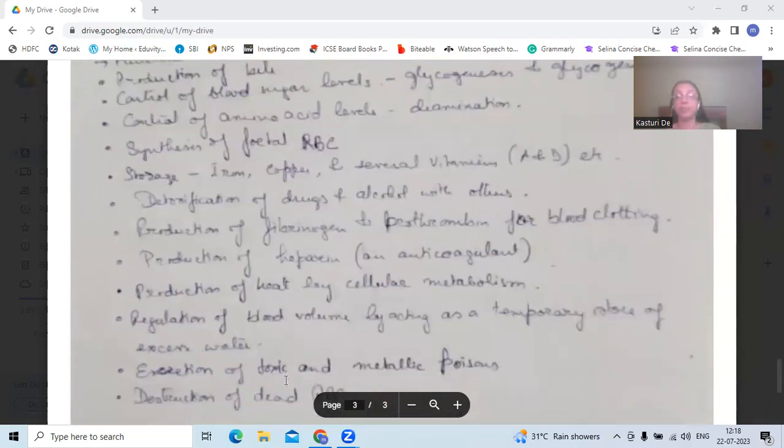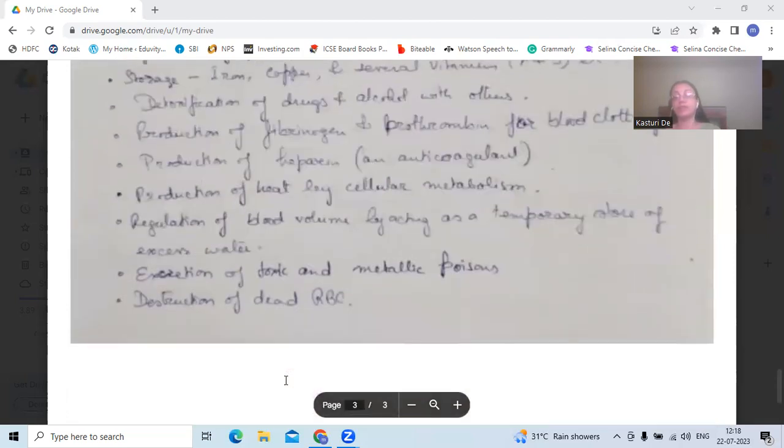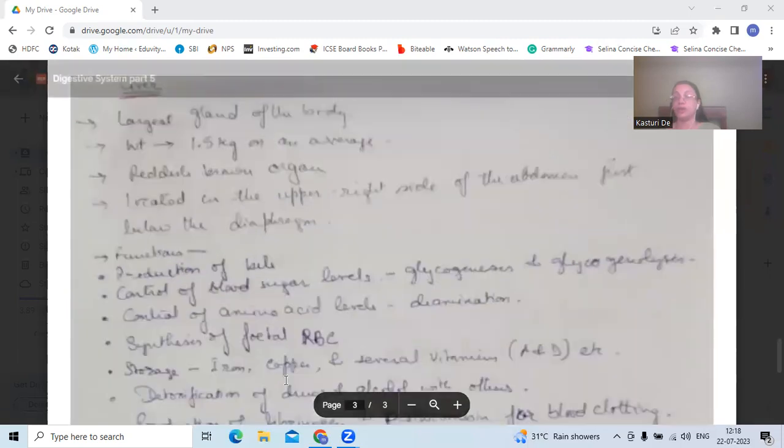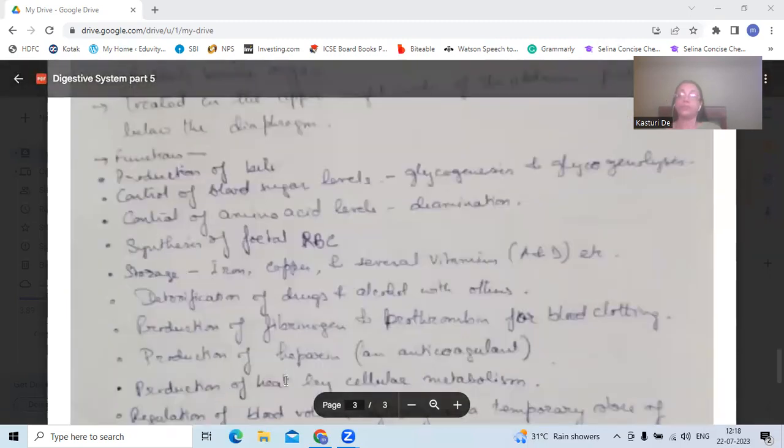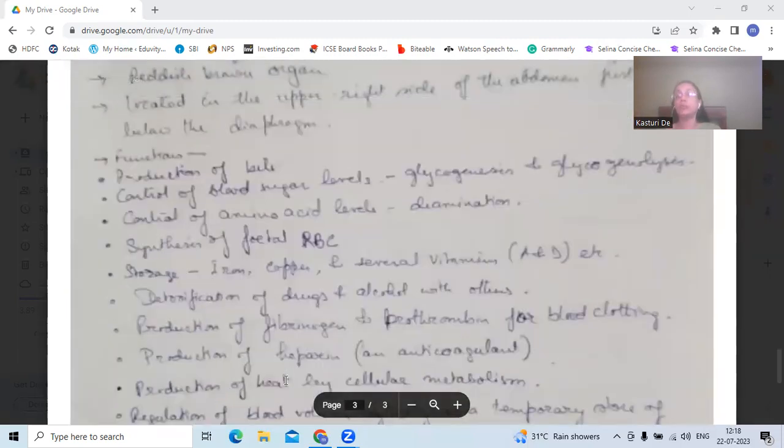It produces heparin. It produces heat by cellular metabolism. It regulates blood volume by acting as a temporary store of the excess water. Then excretion, which also helps in excretion of toxic and metallic poisons, and it even destroys the dead RBC. So, first is it controls the blood sugar level.